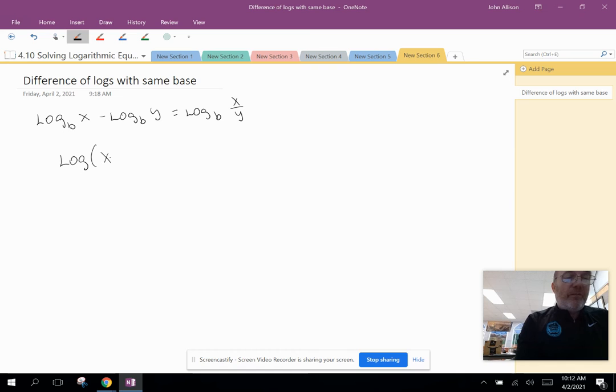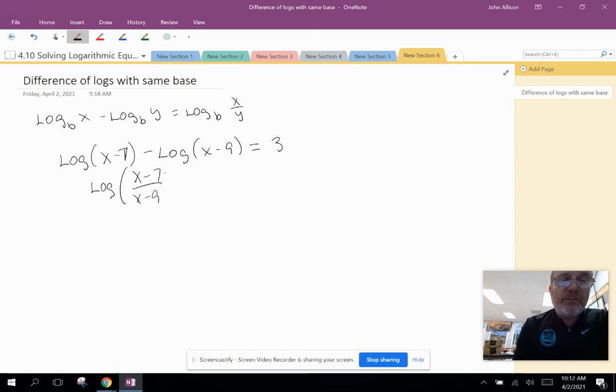Let's say we have log of x minus 7 minus log of x minus 9 equals 3. We can bring these two into a single log. Remember, the base is 10 when we don't see it, of the first expression over the second expression. This equals 3. So now we can convert this to exponential form. We get 10 to the third equals x minus 7 over x minus 9. 10 to the third is 1,000.